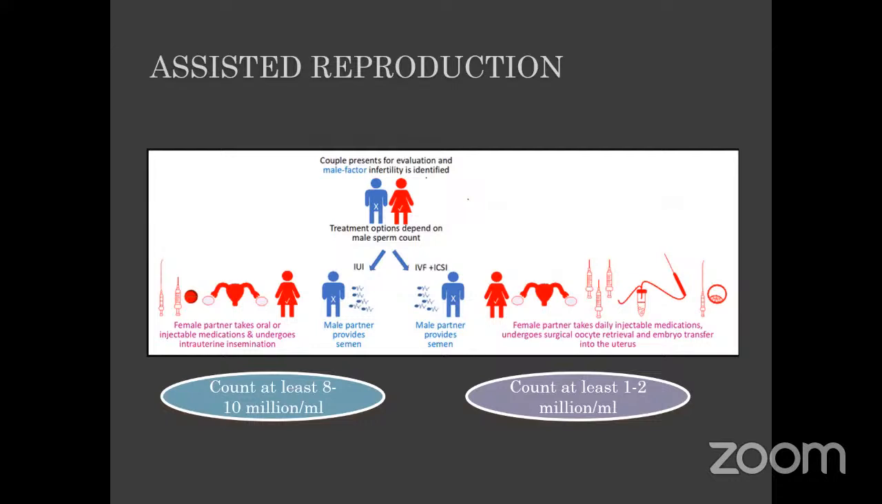In case the count is less than 8 or 10 million, but it should at least be around 1 or 2 million per ml, our option is to go for IVF and ICSI or intracytoplasmic sperm injection. What we do in this is that the female partner is taking daily injections. She will undergo a surgical oocyte retrieval. The male partner will provide the semen sample. The egg is individually injected with a sperm in the ICSI procedure, and then the embryo transfer is done into the uterus. Next.